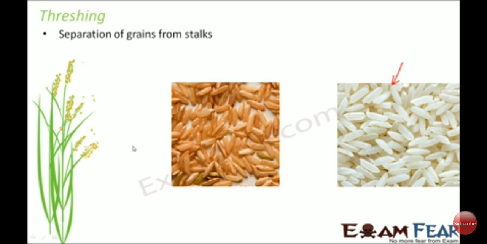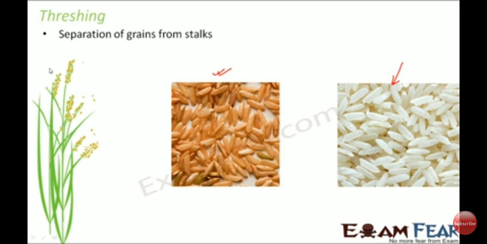When you look at the entire process of cultivating these plants and then getting the rice grains for you, it involves a lot of steps. The first step when you try to take out the grains is to separate the grains from the stalks. Now, one single stalk can have multiple seeds, as you can see here, just one stalk with so many seeds, right? So this separation is done by threshing.